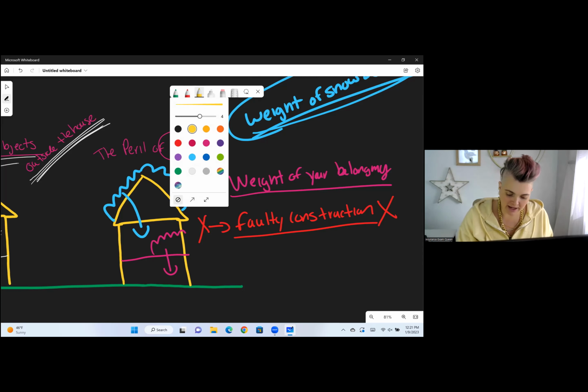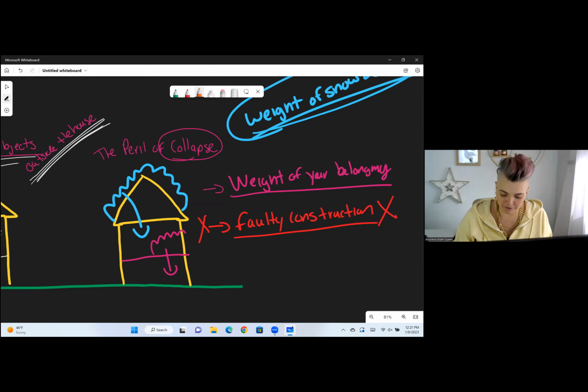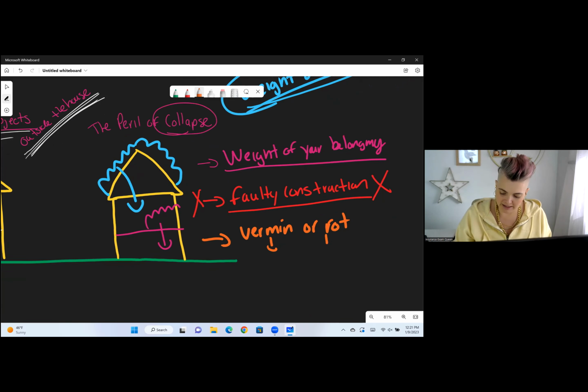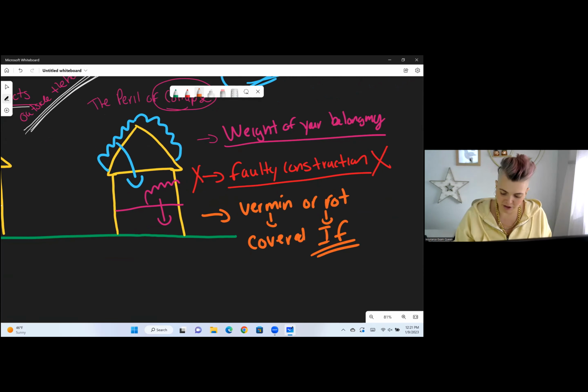Another thing that may cause the house to collapse, and this one may or may not be covered, is both known as vermin or rot. So if you were to have, for instance, termites, that would be vermin. If vermin are eating up your walls, eating up the wood in your house, and it causes it to collapse, that may or may not be covered. And the same with rot. If the wood is rotting and then it causes the house to collapse, that may or may not be covered. How do we know if it is or is not covered? The thing is that these are covered if it is hidden from view.